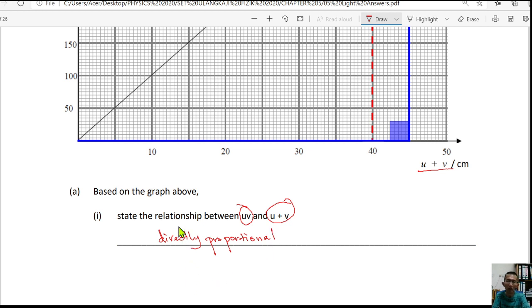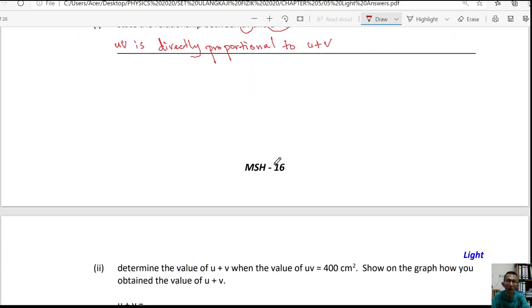You can write a complete statement. You can also say that uv is directly proportional to u plus v. That will be a better answer. So when you answer this question, please be careful. Look at the axis first, especially when your y-axis is given as 1 over something. Be careful with this. Don't simply say it is directly proportional.